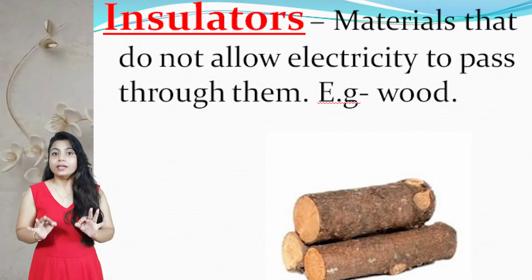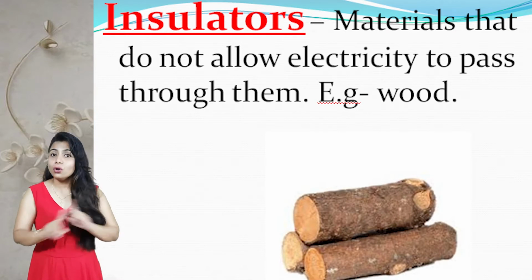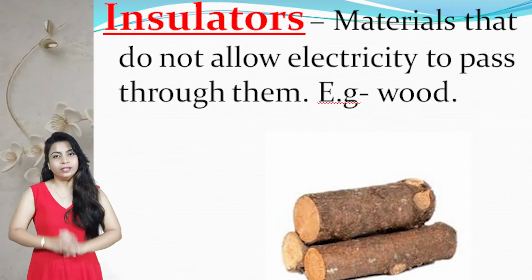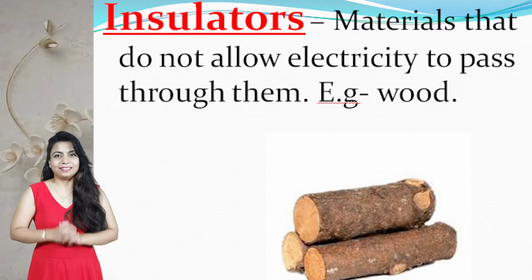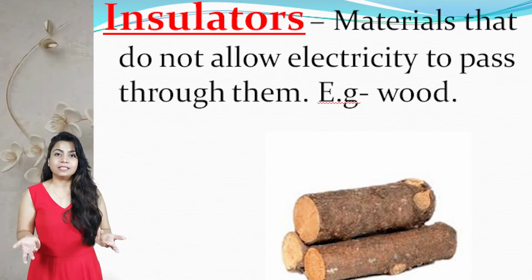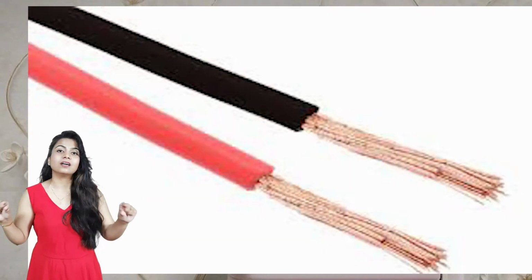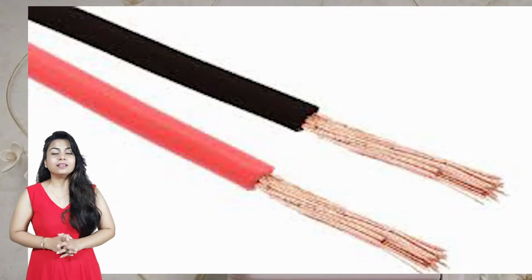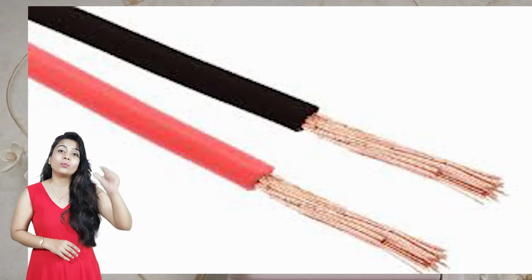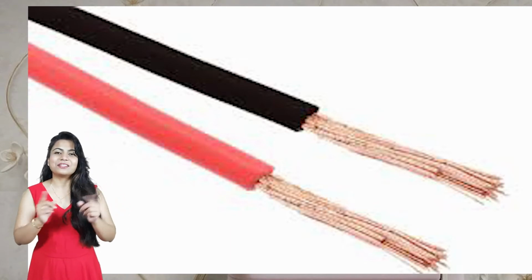And insulators, the materials which do not allow electricity to pass through them, are called insulators. For example, plastic. The outer covering of the wire is of plastic. You must have seen that wires have a plastic covering. Now why is plastic there? To prevent electric shock, because copper is a good conductor. So when you touch the wire, plastic is there so that you will not get an electric shock.